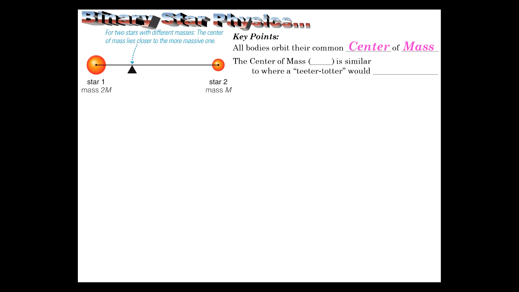That's always true. If you throw a hammer into the air and spin it, it will orbit at the pivot point near the head of the hammer. The center of mass is similar to where a teeter-totter would balance. So that's a good way to think about it.